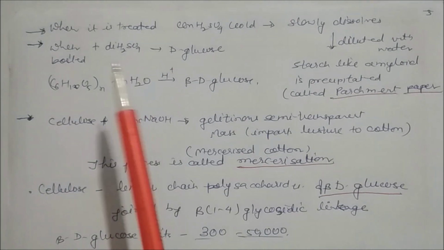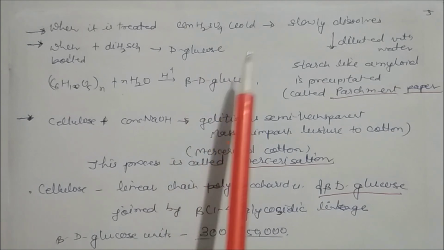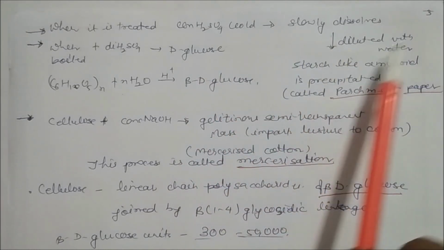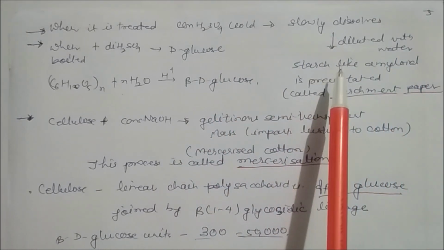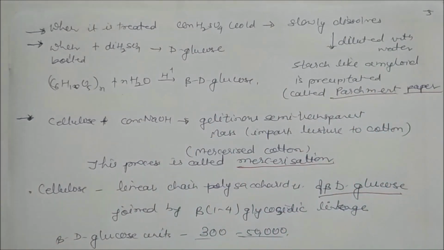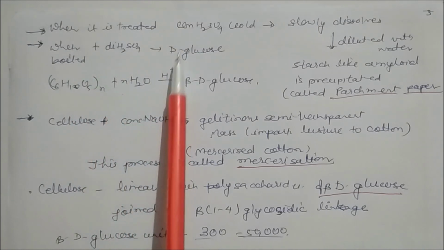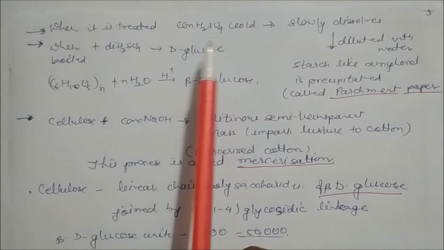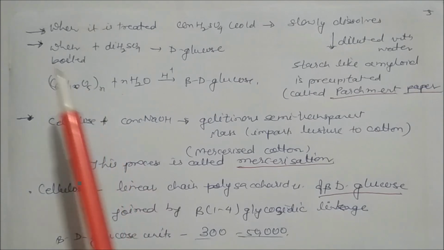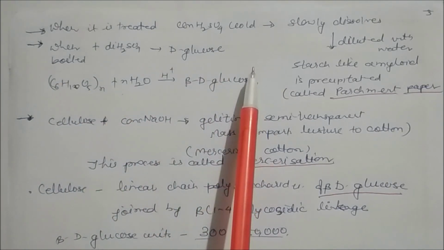When cellulose is treated with concentrated sulfuric acid in cold conditions, it will dissolve slowly, and when it is diluted with water, it will form a starch-like amyloid precipitate, which is called parchment paper. When it is boiled with dilute sulfuric acid, it will form D-glucose, and under acidic hydrolysis, the cellulose will give beta D-glucose.